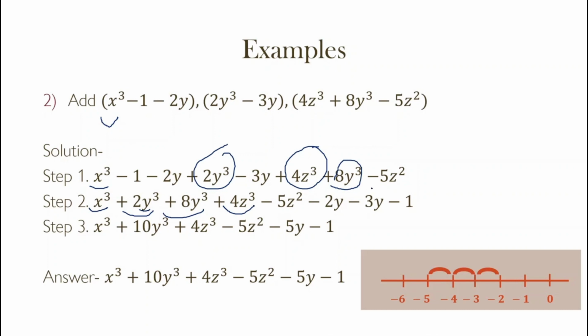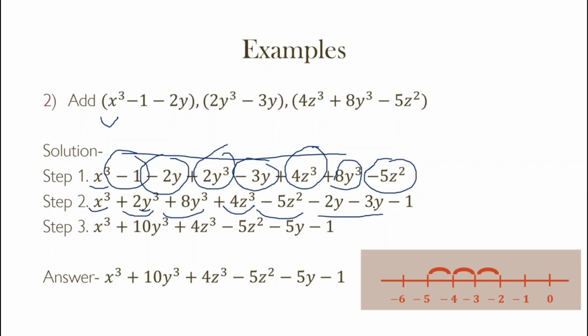Now moving forward, after z raised to power 3, the power which is less than 3 is 2. So among all the terms given over here, the term having power 2 is minus 5z square. So we'll write minus 5z square. There is no like term to minus 5z square, so it will be written alone. Now moving to the terms having power 1, which are minus 2y and minus 3y. So writing them together, and then there is power 0, meaning the constant term, which is minus 1. So writing it at the end. I hope you are getting it.